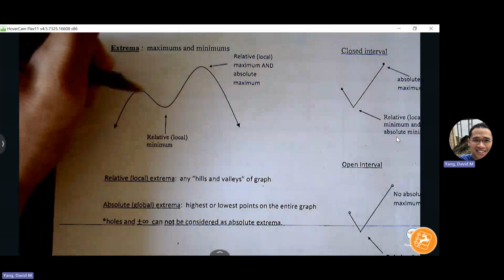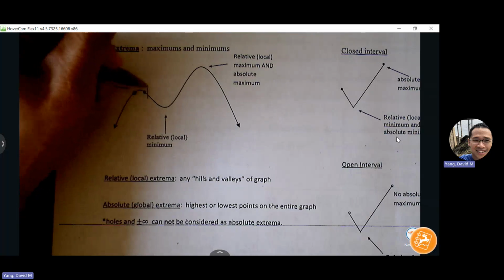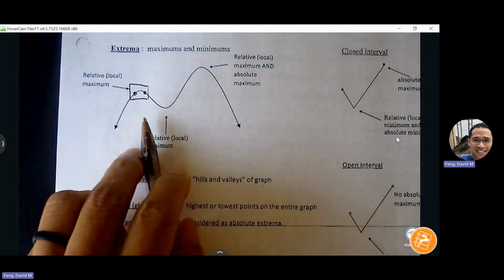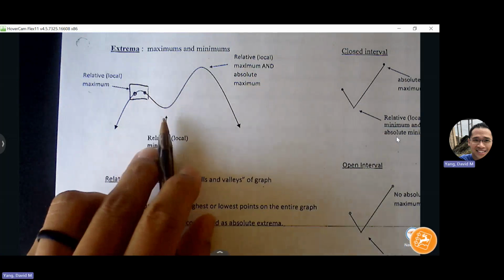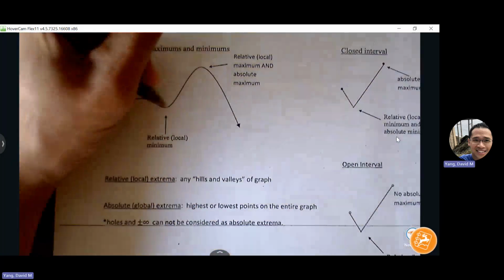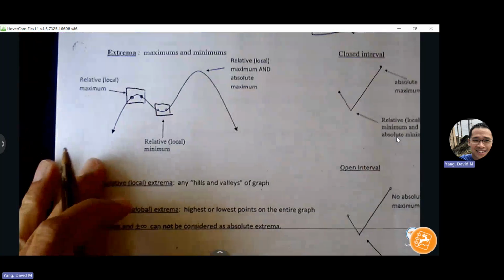The reason why we use relative max is because relative to the points directly next to it, it's higher than those points. So we say that is a relative maximum. So here we call this a relative minimum because if I pick points directly to the left and to the right of it, it's lower than those points. So relative minimum.